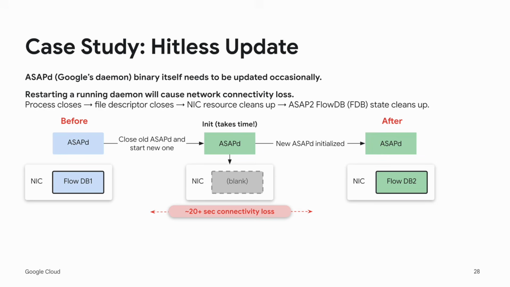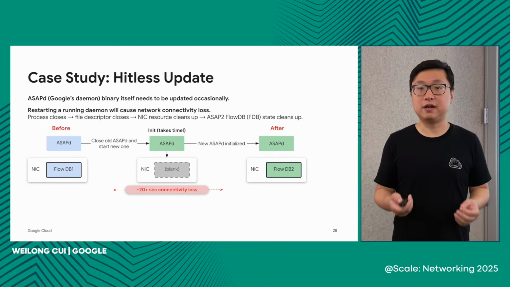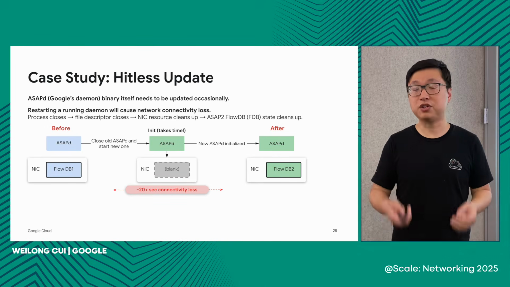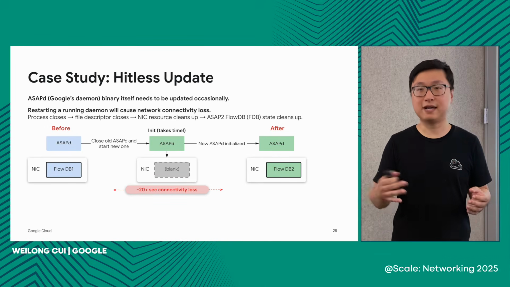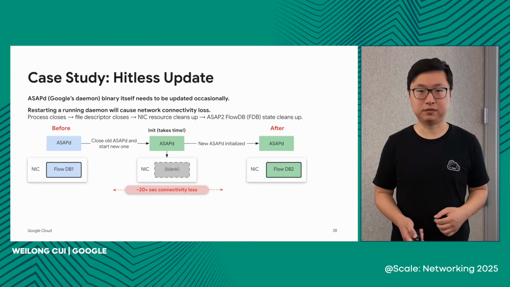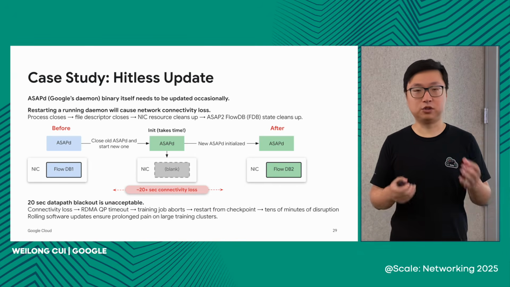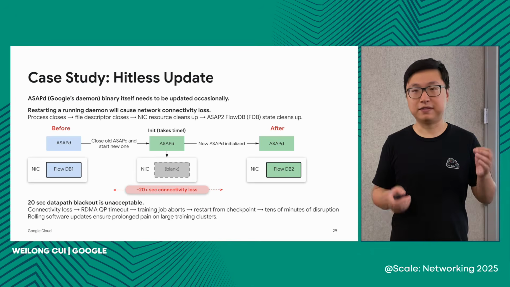And the problem with this is when we close the old software, the process closes, and the file descriptor that is associated with the process is closed, and the NIC resource cleans up, and the forwarding state in the hardware is gone until the new ASAP-D comes up and starts programming the forwarding state in the hardware. The problem there is the new ASAP-D takes time to initialize, in our experience, about 20 seconds for 8 GPU NICs. That means for the 20 seconds, the GPU NICs don't have connectivity.